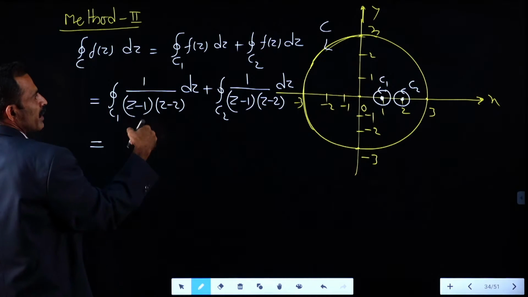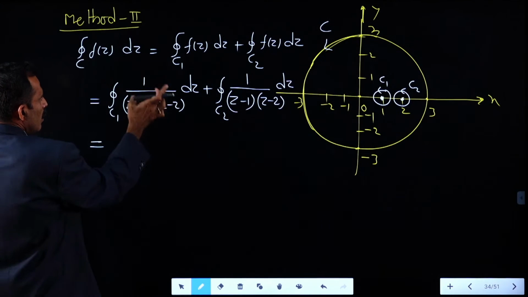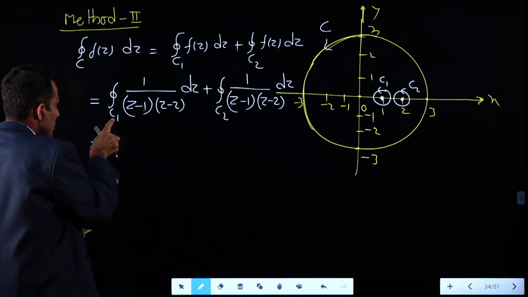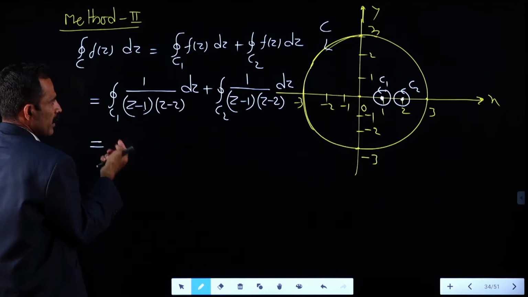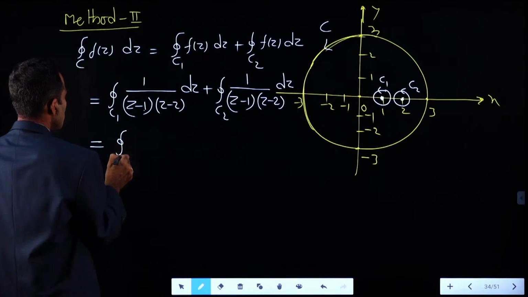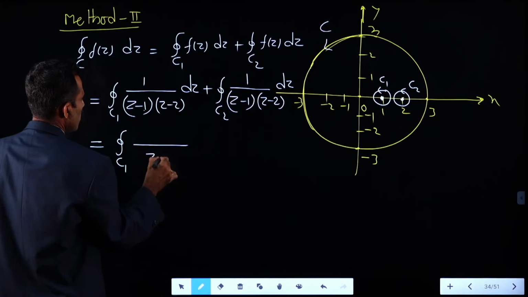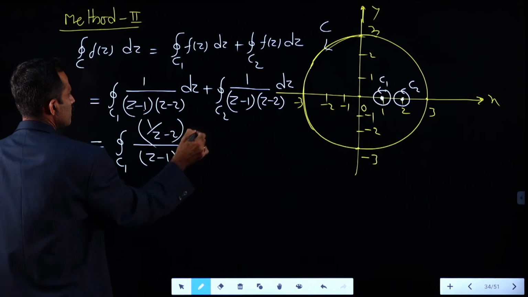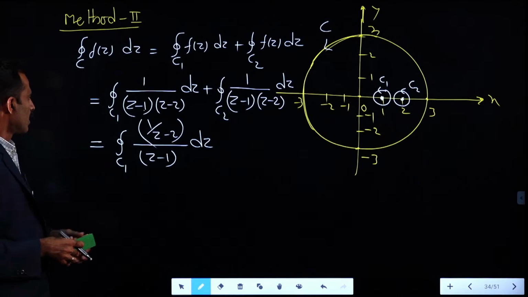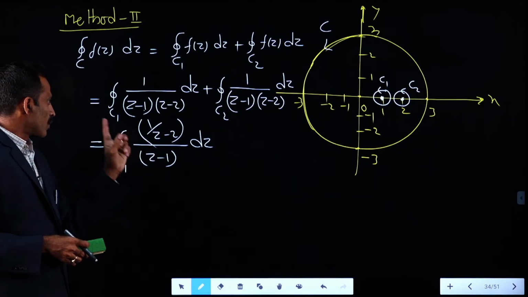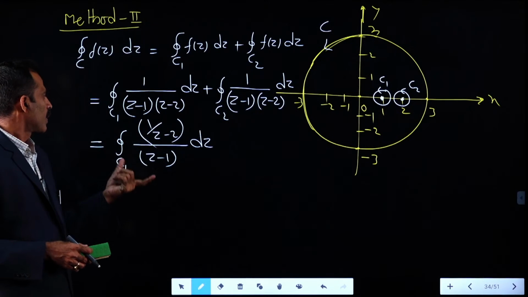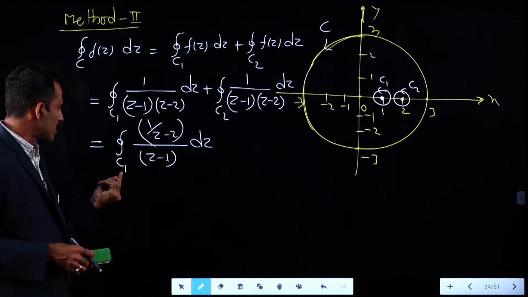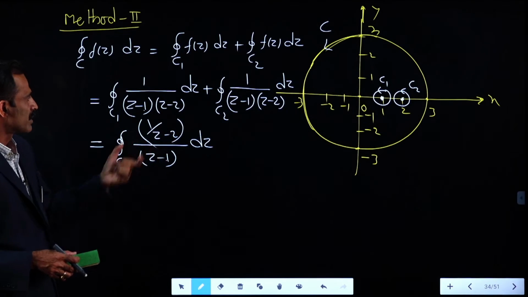Now, let us evaluate this by using Cauchy's integral formula. The function has two singular points, 1 and 2, but only 1 is inside C1 and 2 is outside C1 only. That is why we write this as 1 by z minus 1, and in the numerator we write 1 by z minus 2, like this. We are evaluating this along the circle C1 only. Within C1, the numerator is analytic at every point, and this point is inside the region. By Cauchy's integral formula, we can evaluate this.